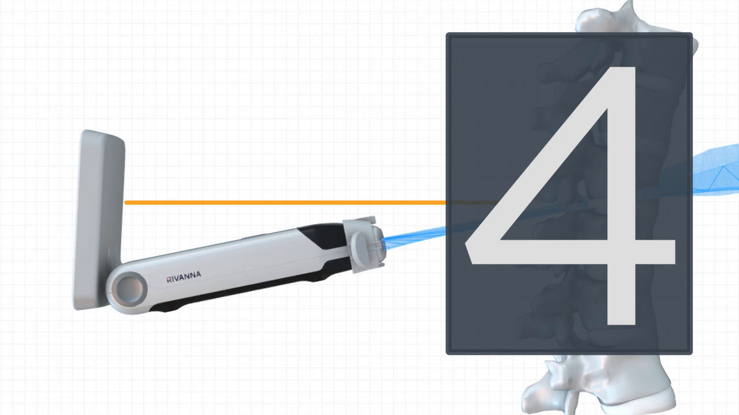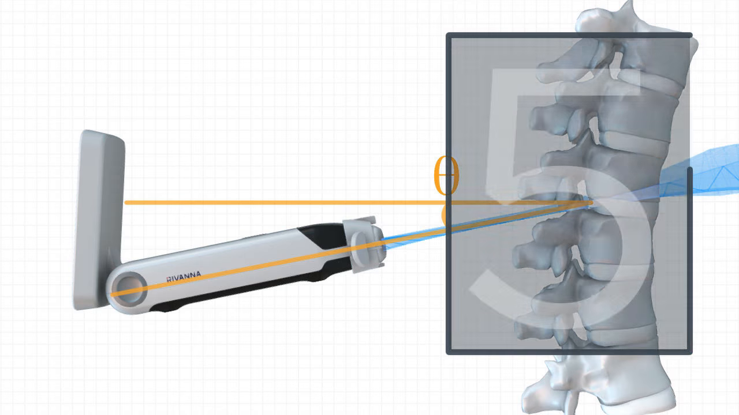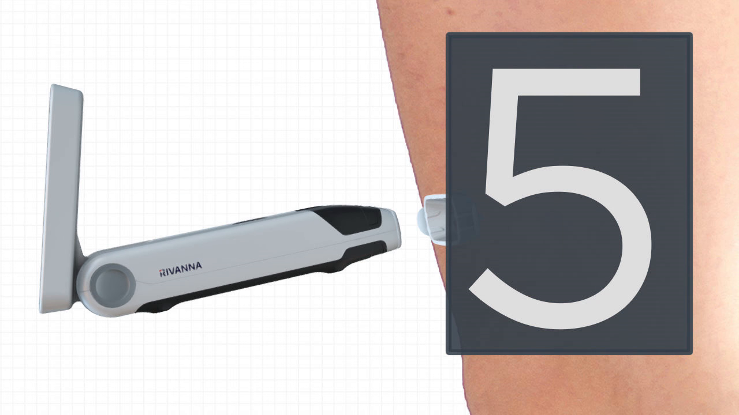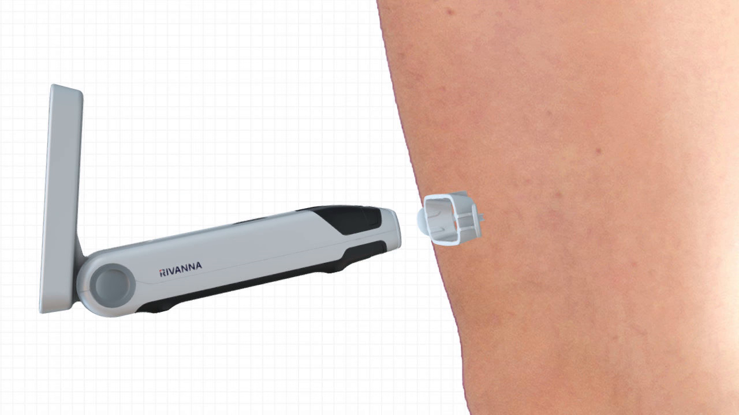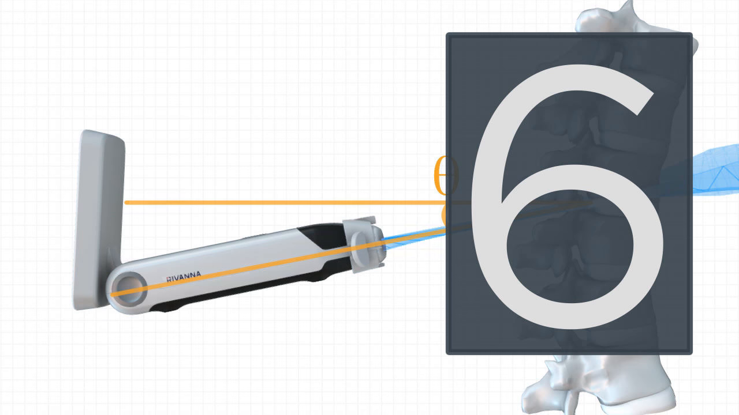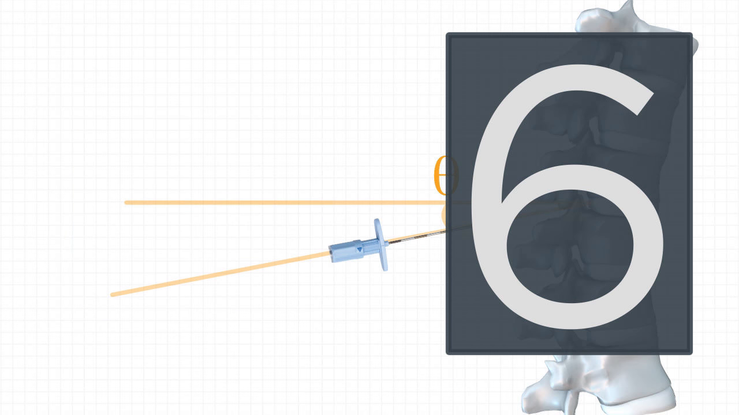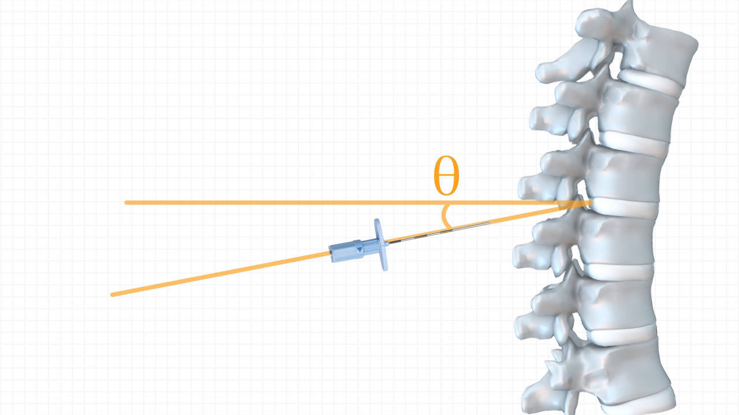Fourth, take note of the angle of the Accuro relative to the spinal anatomy. Fifth, disengage the Accuro locator to mark the needle insertion location. Sixth, advance the needle from the center of the locator markings and with the same angle as used to acquire the image of the interlaminar space.